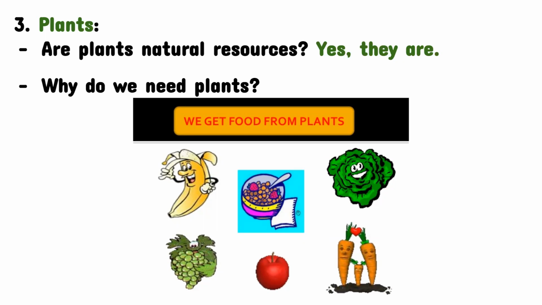So these are natural resources, and we can find them where? In nature. And we can also plant our own plants in our garden. If you have a garden, you can plant your own plants. Then you're gonna get food from them.